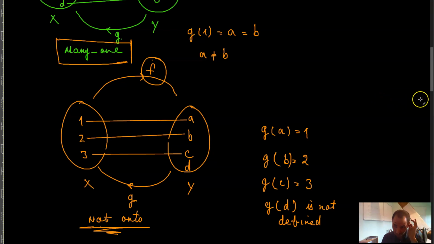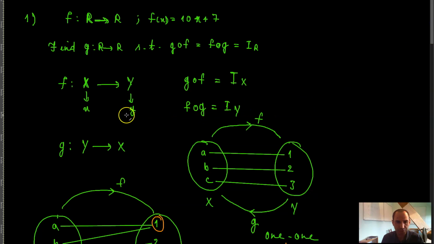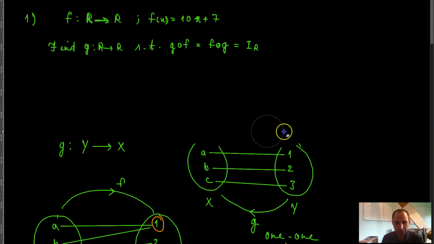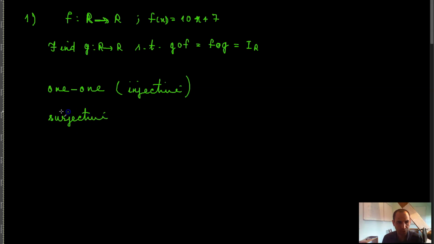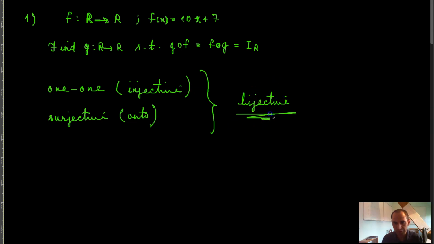Meaning that, long story short, a function has to be basically 1-1 and onto, so that it is invertible. The function has to be 1-1, or in other words, you can also call it injective. The function has to be injective or 1-1. It also has to be surjective or onto. And then if that's the case, then you can call the function bijective. If that is the case, then that implies that the inverse of the function exists.